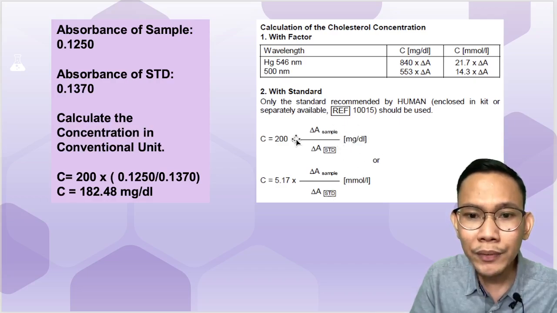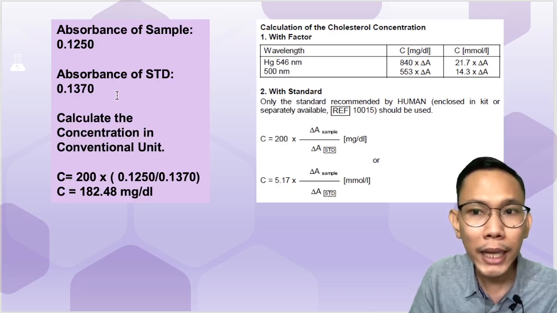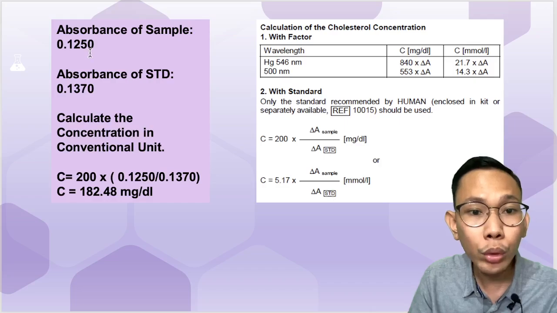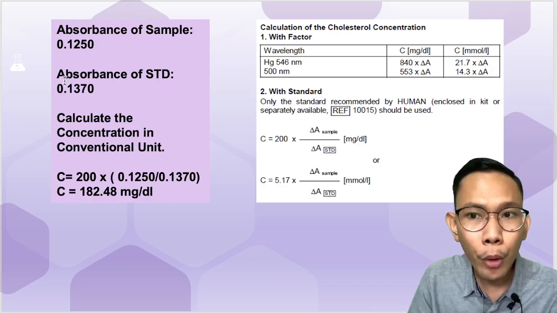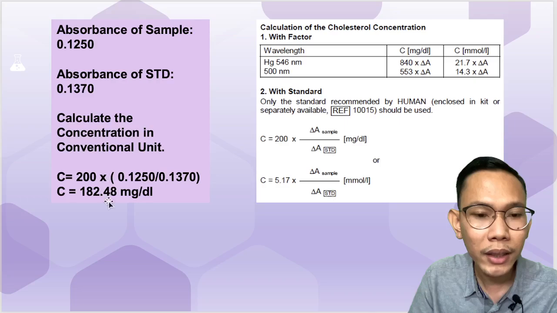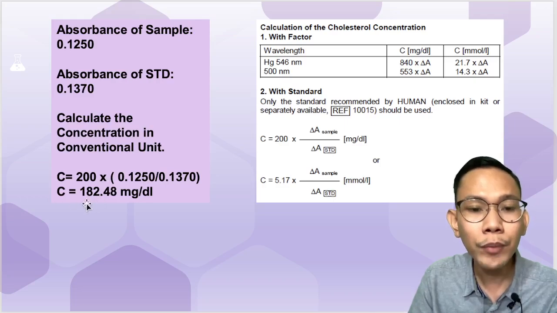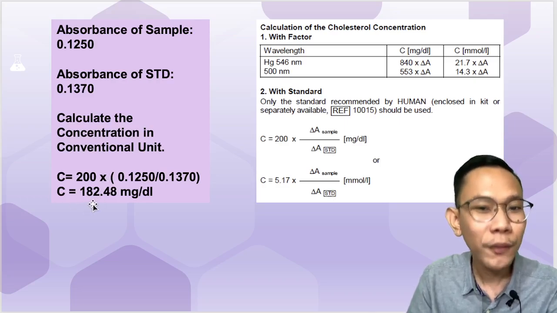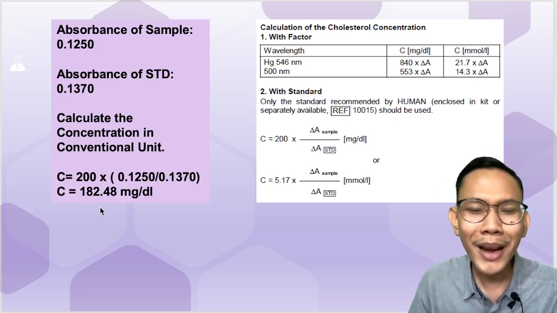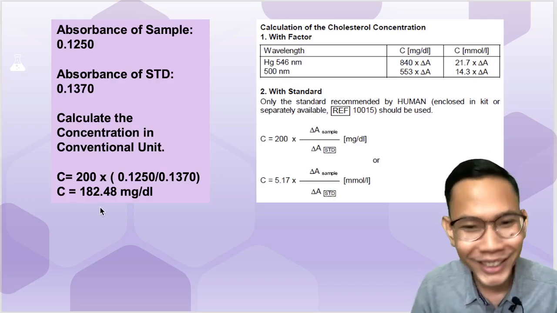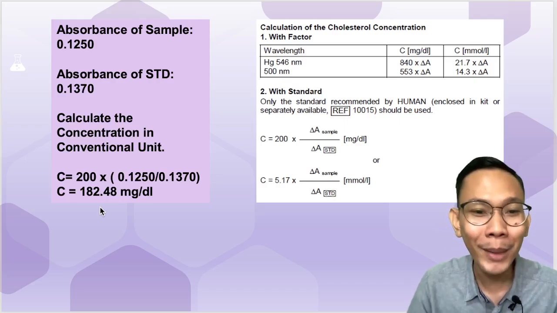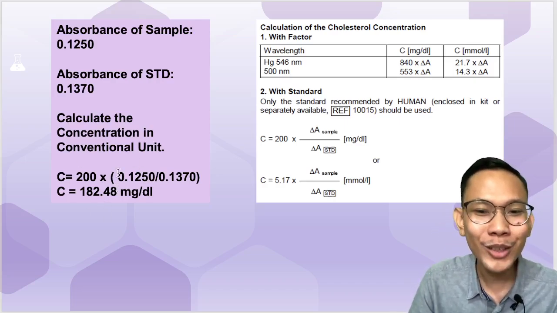So, ang gagamitin natin na factor is 200. And then, i-input mo lang yung sample. Yung sample natin is 0.1250 over 0.1370. Then, i-multiply mo sa 200, you get now the concentration of 182.48. Diba? Very easy na lang. This is the pinakasimple na lab math, diba? Mas easier pa siya compared sa lab math.